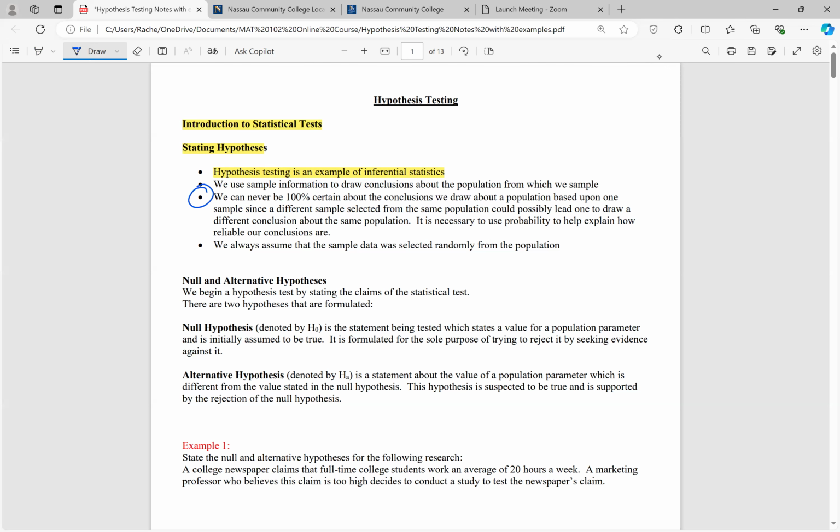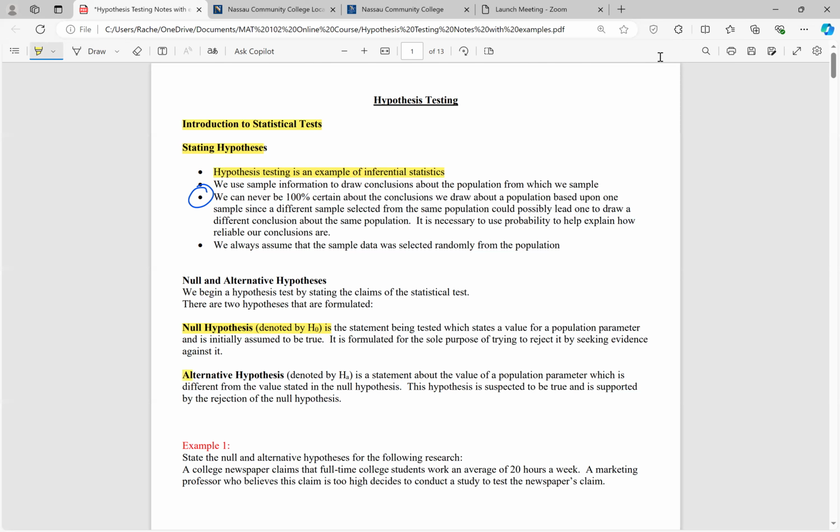So, in order to conduct a test, you have to have two hypotheses. And we always begin a hypothesis test by stating the claims of the statistical test. And these are the two hypotheses that we're going to formulate. The first one is called the null hypothesis. And we denote the null hypothesis by the symbol H sub 0. This is the statement being tested, which states a value for a population parameter, and we're initially assuming it to be true. And it's formulated for the sole purpose of trying to reject it by seeking evidence against it.